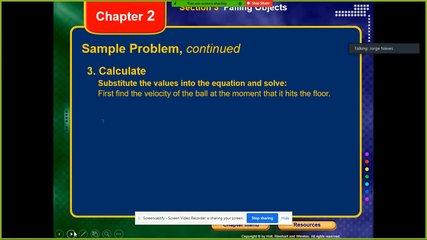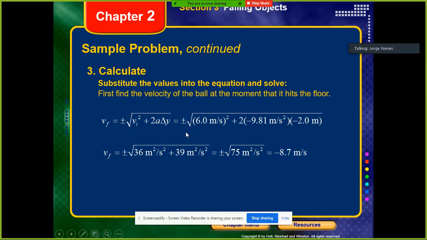Entonces, vamos a sustituir los valores. This is what we're going to substitute. We got the 6.0 meters per second, que es la velocidad inicial. No sé si están conmigo. The initial velocity is 6.0 meters per second. And that's going to be added to 2 times the gravity, la gravedad, pues negative 9.81 meters per second squared. And that's also going to be multiplied by the change in y, that is negative 2.0 meters.